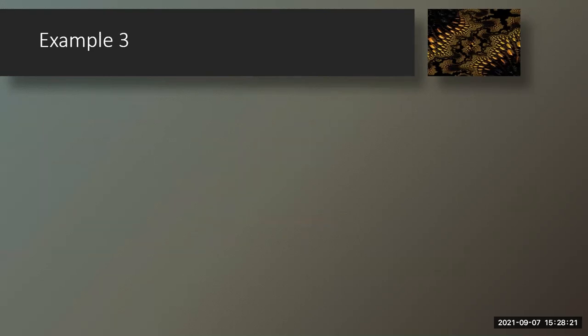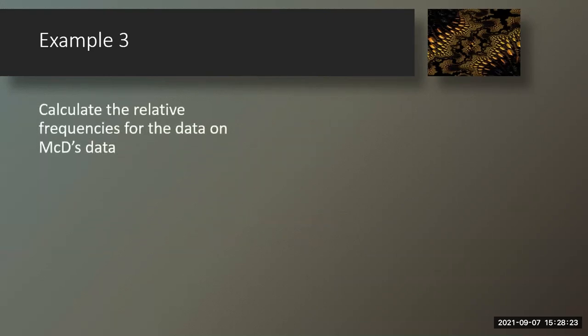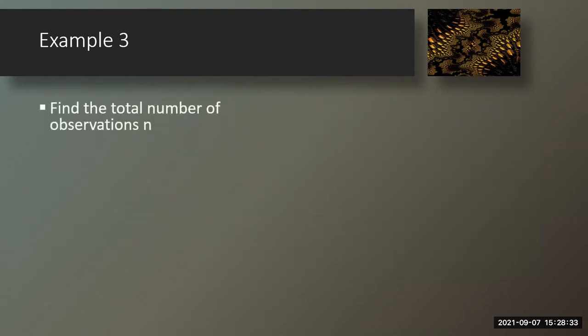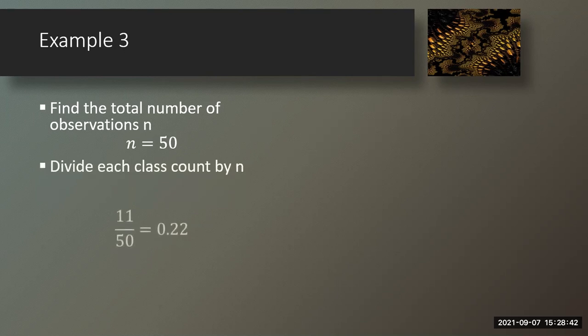Here's example 3. Calculate the relative frequency for the Mickey D's data. So I have to calculate the relative frequency, and I'll need n. We already know that n equals 50 is the total number of observations. We want to divide each class count by n. The first class, for example, has 11 observations. Divided by 50 gives me a relative frequency of 0.22, 22% if I was using the percentage format.